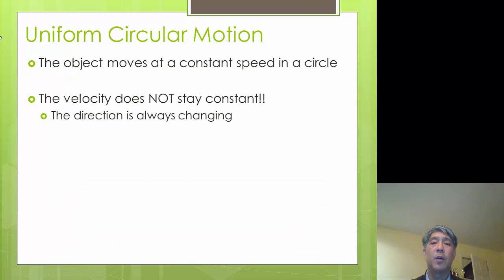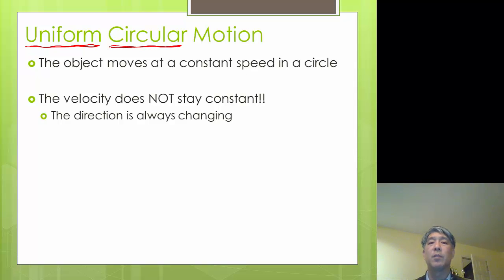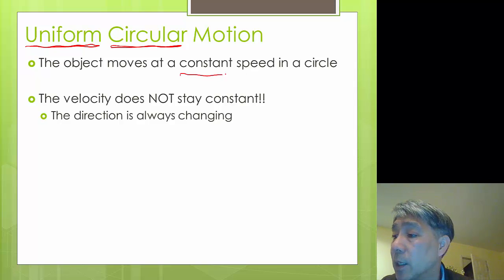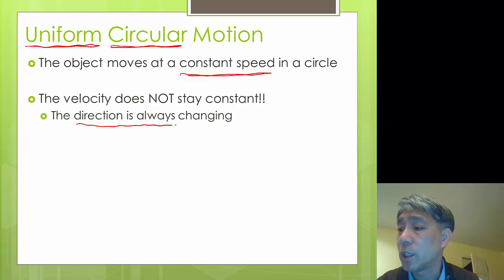So let's talk a little bit about uniform circular motion and what that means. The two key words here are uniform and circular. Circular obviously means that the object moves in a circle. The word uniform means that it moves at a constant speed in the circle. Not a constant velocity, but a constant speed. The reason I say not constant velocity is because the direction is always changing.